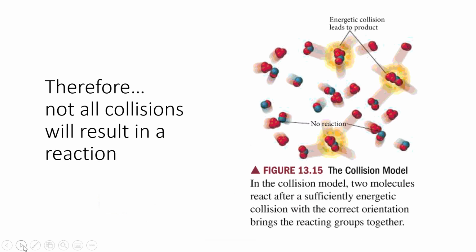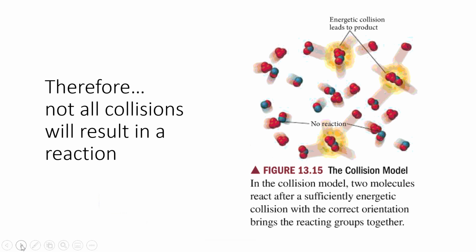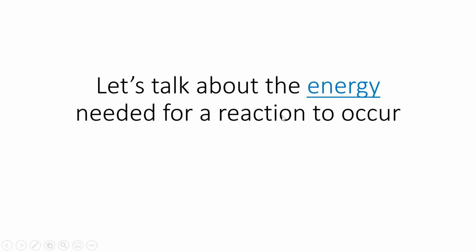So a key takeaway from this is that not all collisions will result in a reaction. So in order to react, the reactants need to actually bump into each other so they can come in physical contact and react. But not all of those collisions will result in a reaction. And we're going to focus in this set of notes here on the energy piece of it. So what do we mean when we say they need to collide with sufficient energy, and how does that energy affect the rate?